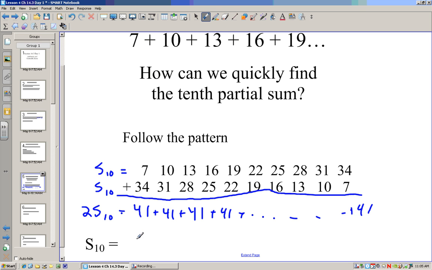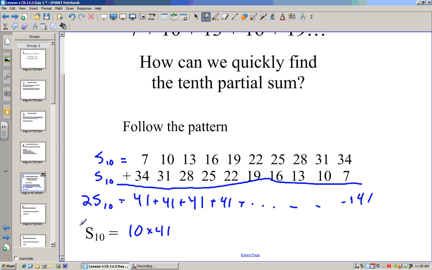So now this is really 10 times 41, and now I have to divide by 2 to find what the sum would be. So 10 times 41 is 410. Divide that by 2, and it should be 205. Now that's much easier than adding up all these terms, because here you have to find all the terms.